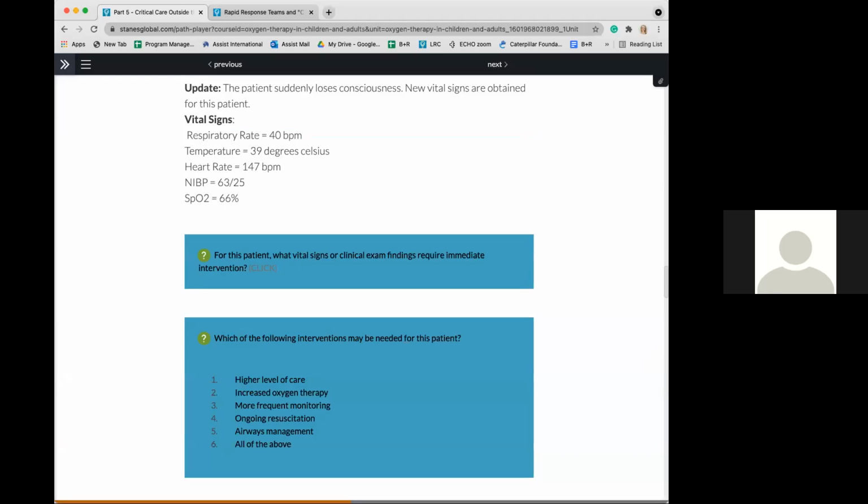So kindly feel free to drop the responses in the chat box so that we can discuss maybe in a minute or so. What are some of the interventions that you think should be instituted for this patient at this stage? So maybe under a minute or so, we'll get back together and discuss. Okay. Sarah, can you please poll for us?